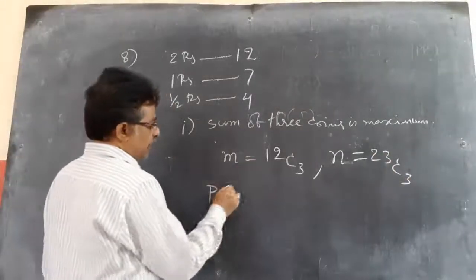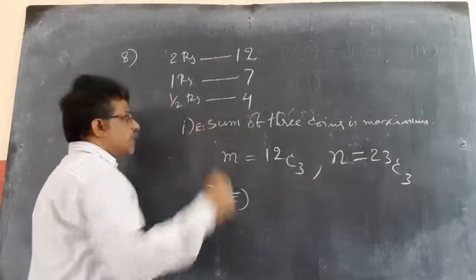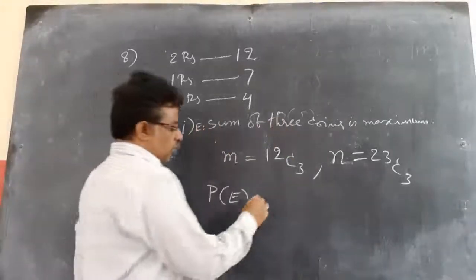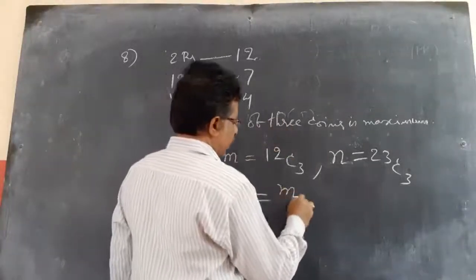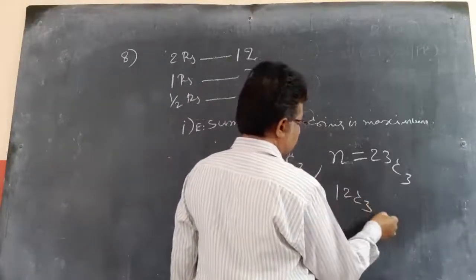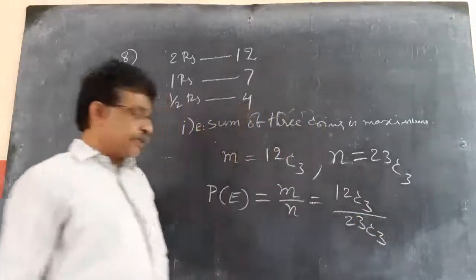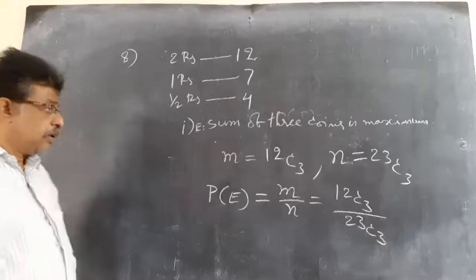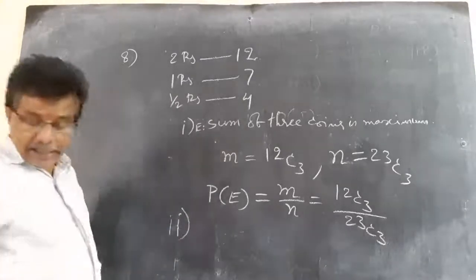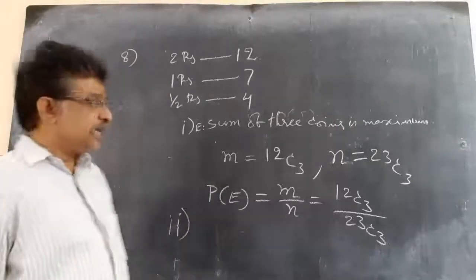Now probability of getting the maximum amount, P of E, if I take E as the event that the sum of the coins is maximum. So P of E equal to M by N equal to 12C3 by 23C3. 12C3 by 23C3 gives you the maximum amount picked up. And in this second part, it is asking the sum of the three coins is minimum.